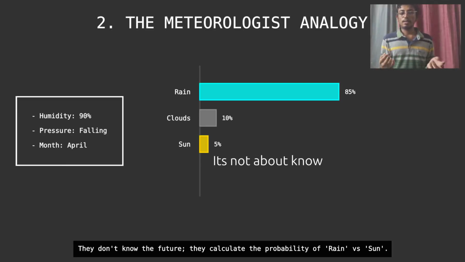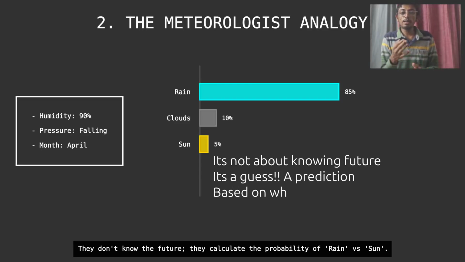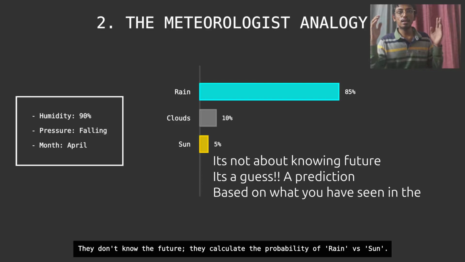Now based on this, they don't know exactly that it's going to rain, because they don't have a crystal ball, but they know it's going to rain because in their trillion-page history book, that specific combination of clues most probably resulted 85% of the time in rain. Therefore, that is how they are able to predict it. So language models treat words exactly like weather patterns.